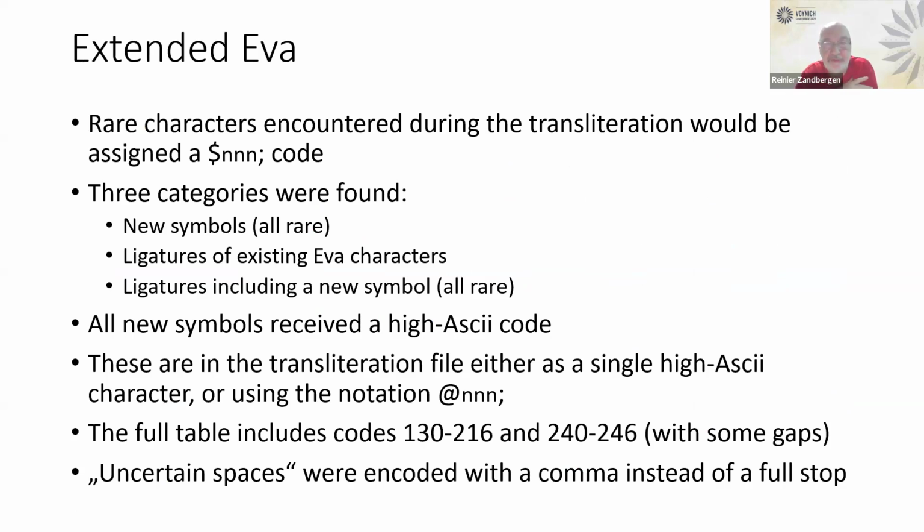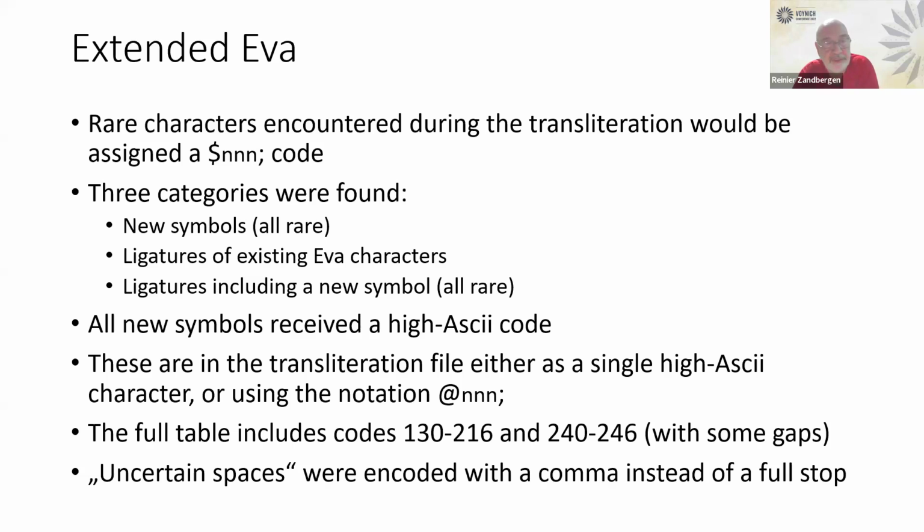Now, during the actual transliteration effort, we knew that we would run into rare characters, and these would all be given a number, which would be a dollar code, a dollar number, semicolon. And we found three types of rare characters. The first one was the new symbols, so single symbols that were not among the known characters. These were all rare. Then we would find ligatures of existing Eva characters. And thirdly, we would find ligatures that also include a new rare symbol.